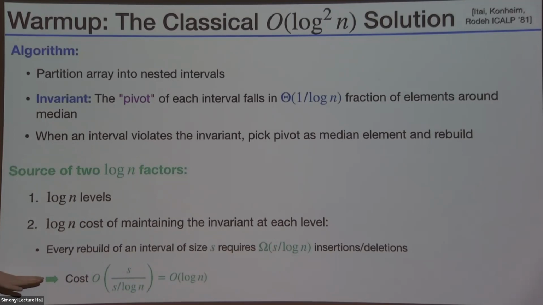And so what that means is that at the end, our cost is going to be s, that's the cost of a rebuild, because when we rebuild an interval of size s, we're paying s, but we only do that once every s over log n insertions, deletions. And so we get log n. So in the end, we have these two sources of log n's and we get log squared n.